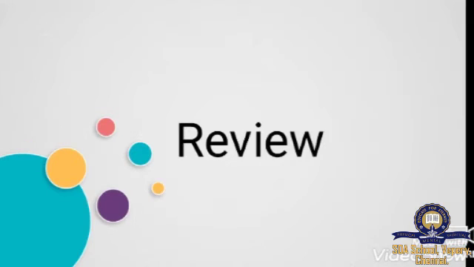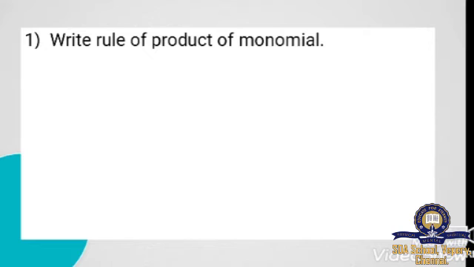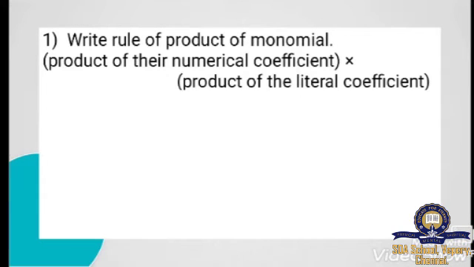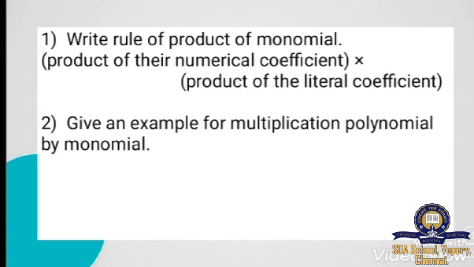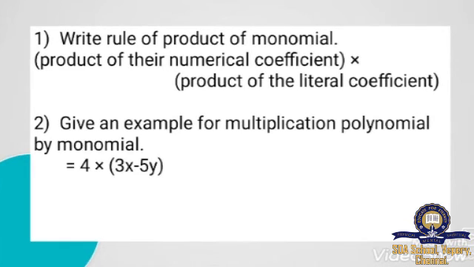So now let's see the review for this multiplication and division of algebraic expression. So first, can anyone write the rule of product of the monomial? So the rule of product of monomial is product of their numerical coefficient into the product of their literal coefficient. Now can anyone give an example for a multiplication of a polynomial by a monomial? Yes, very good. So 4 into 3x minus 5y is a good example.